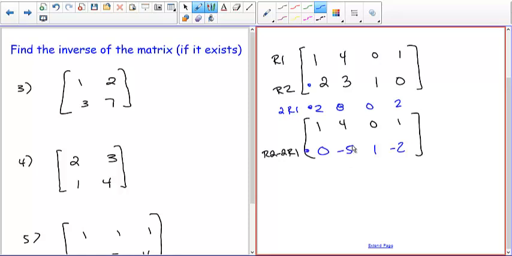Now we need that to be a 1. So we're going to leave row 1 the same. So we're going to take row 2 and divide by negative 5. So 0 divided by negative 5 is 0. Negative 5 divided by negative 5 is 1. 1 divided by negative 5 is negative 1/5. And negative 2 divided by negative 5 is positive 2/5.